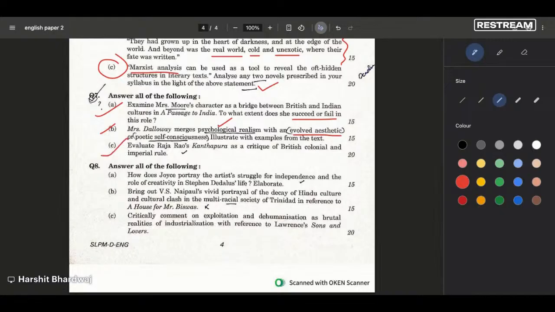Next one. Evaluate Raja Rao's Kanthapura as a critique of British colonial and imperial rule, as straightforward as a question can be. This is a kind of question that every candidate must prepare, because this is a conceptual idea. Even if you don't get exactly the same question or concept, you will be able to use the ideas from this across. Okay, so very straightforward.